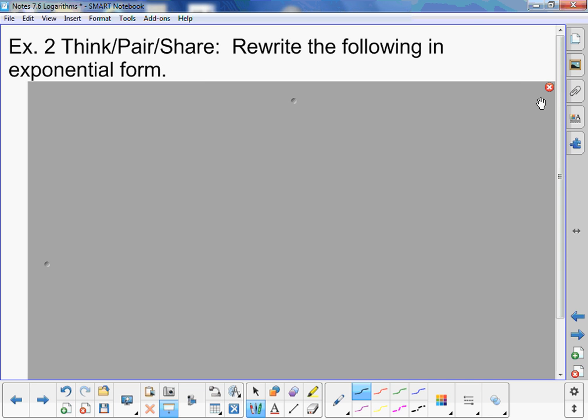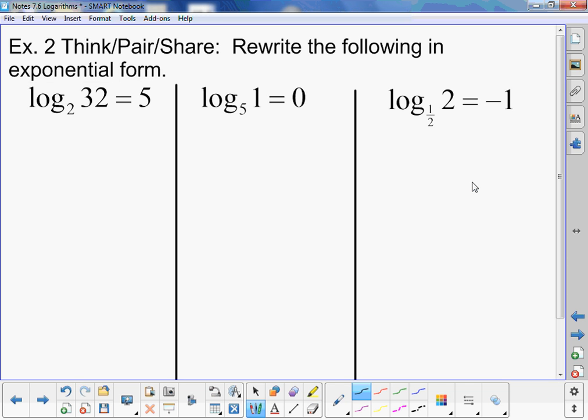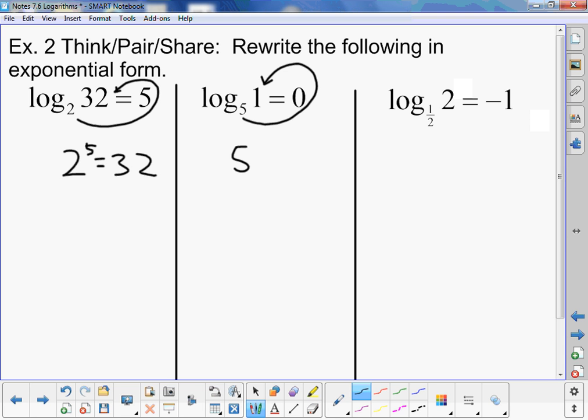So these were think pair shares. I'm just going to go through these faster. So spiral again. It'll be 2 to the 5th power equals 32. And double check that. Is 2 to the 5th power equal to 32? Yes, it is. To rewrite this one, it says 5 to the 0 power is equal to 1. So that's true. And 1/2 to the negative 1st power is equal to 2, because the negative exponent property makes it the reciprocal, right? So that was just the first few problems.